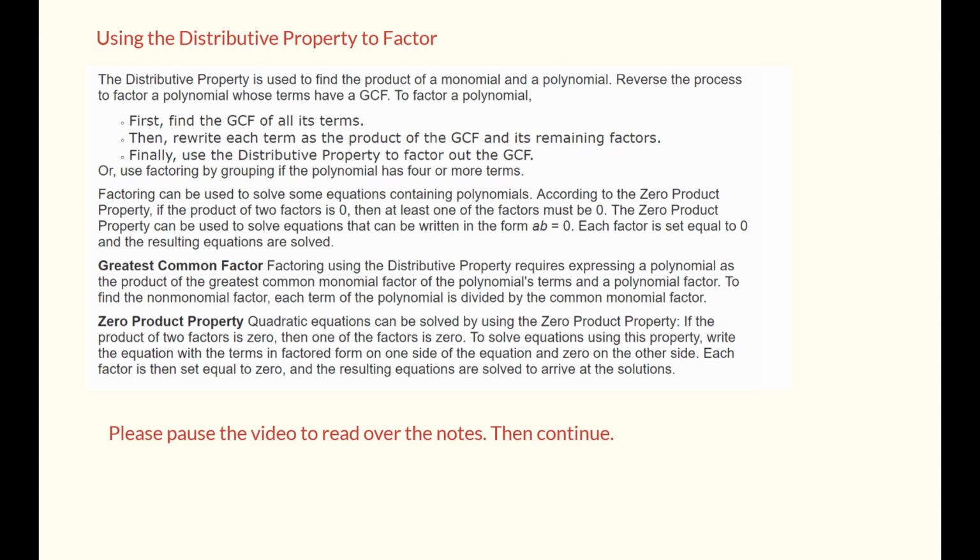The first thing that you want to do is find the greatest common factor of all of the terms, and then rewrite each term as the product of the greatest common factor and its remaining factors. So basically, you're going to factor out the greatest common factor and then write what's left. It's the opposite of the distributive property.